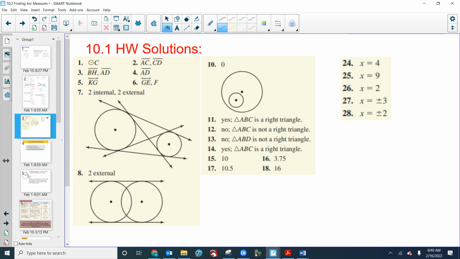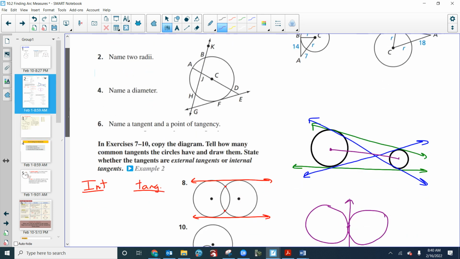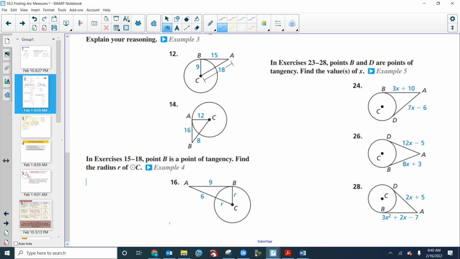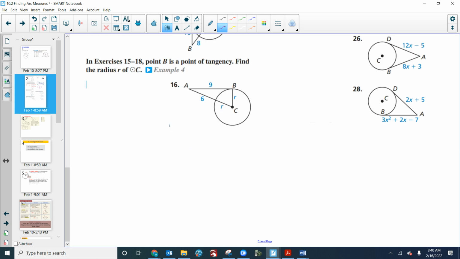All right. Now, the homework. I heard some people asking about 26 or 28, wasn't it? 28? I bet we all set these equal. 2x plus 5 equals 3x squared plus 2x minus 7. 2 tangents to the same circle are always congruent if you break them up into segments where they intersect. The 2 segments are congruent. All right, we're going to solve for x. So we're going to subtract 2x from both sides. We get 5 equals 3x squared minus 7.